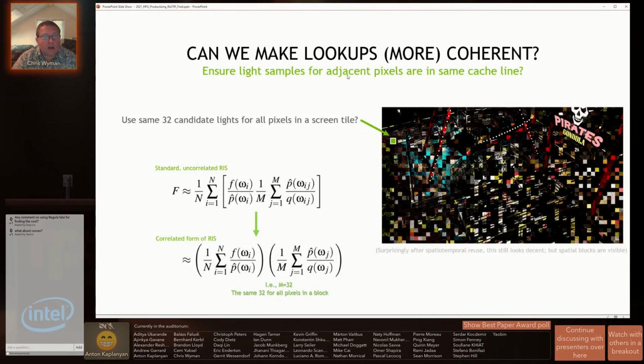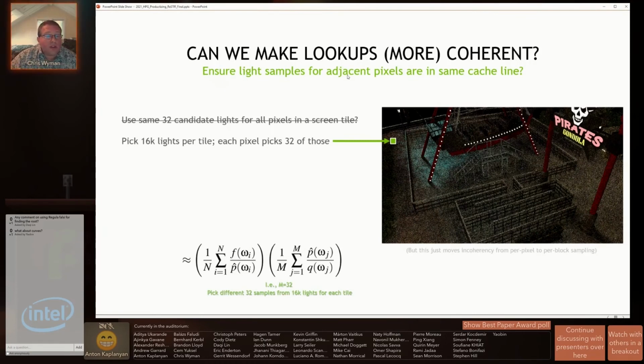So here in this image, we're using the same 32 candidates for all pixels in a screen tile. And what's going on is, a standard uncorrelated RIS would use the center algorithm. And what we're doing here is using a correlated form where all the samples within a block are using the same samples. And surprisingly, even this mess on the right looks good after spatiotemporal reuse, although the blocks are still visible. So it improves performance, but the quality is not really usable.